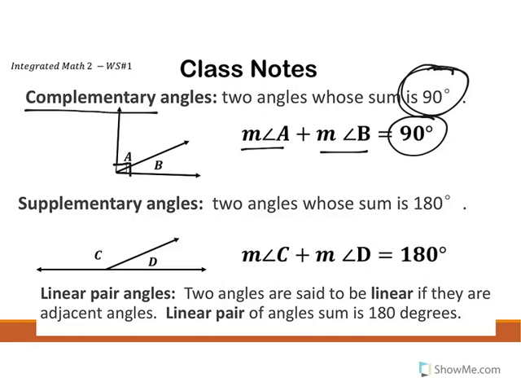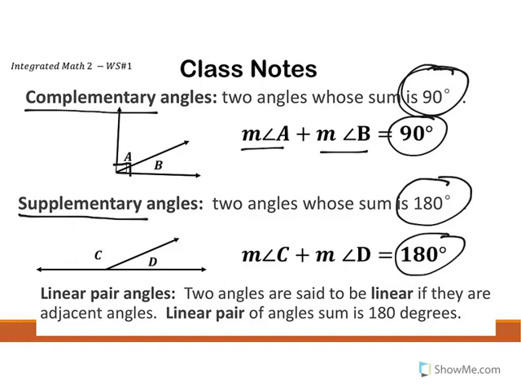The other one is called supplementary angles. Two angles whose sum is 180 degrees. Similarly, I want you to associate supplementary with 180 degrees. Here we have two adjacent angles, angle C and angle D. They are supplementary, which means that angle C plus angle D is equal to 180 degrees.